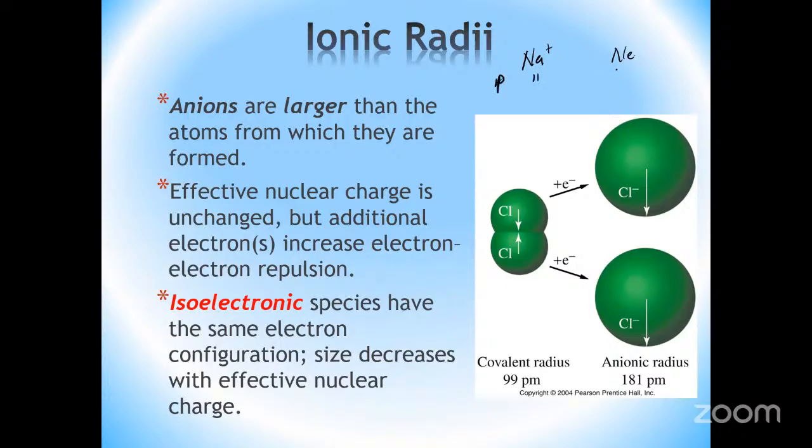In the case of neon, the number of protons will be 10. But they will have the same number of electrons, which would be 10 electrons, right? So basically, because sodium will have a greater number of protons, it will have a higher nuclear charge and would pull the electrons closer to the nucleus compared to the neon atom. So therefore, we can say that the sodium ion will be smaller compared to the neon atom.